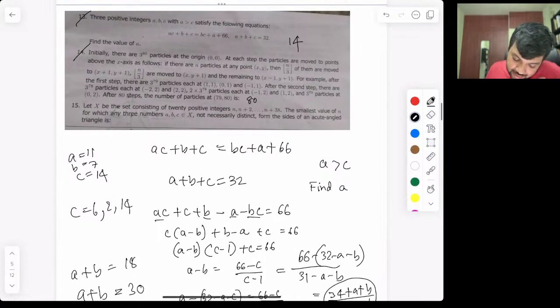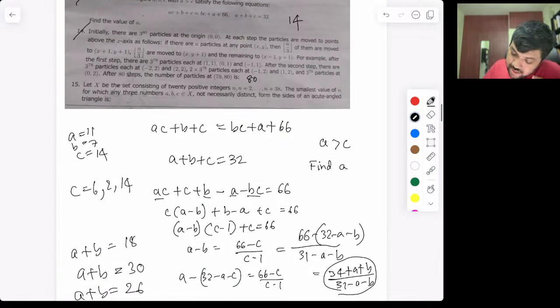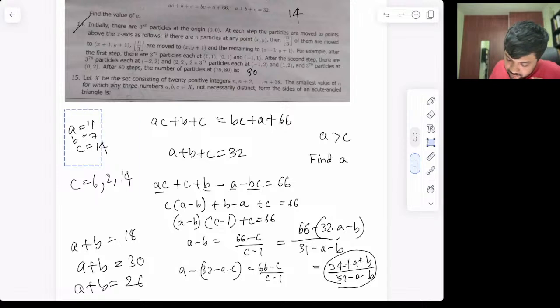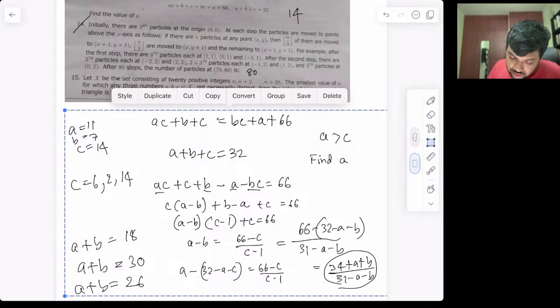Let x be the set consisting of 20 positive integers. The smallest value of n for which any 3 numbers a, b, c belonging to x, not necessarily distinct, form the sides of an acute angle triangle is... Okay. So let's try that.